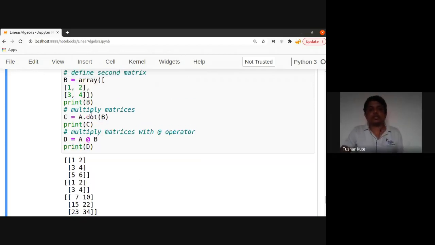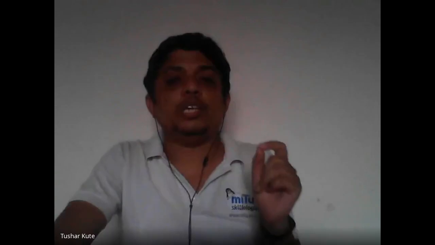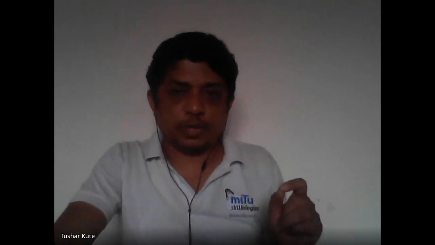So there are two methods. This method is also possible, and it is used in most machine learning algorithms. The internal structure contains this operator. Without using the dot function or dot method, they use the at the rate symbol for the respective multiplication. So if you want to do exact matrix multiplication, you have to use the at the rate symbol, not the star or asterisk symbol.